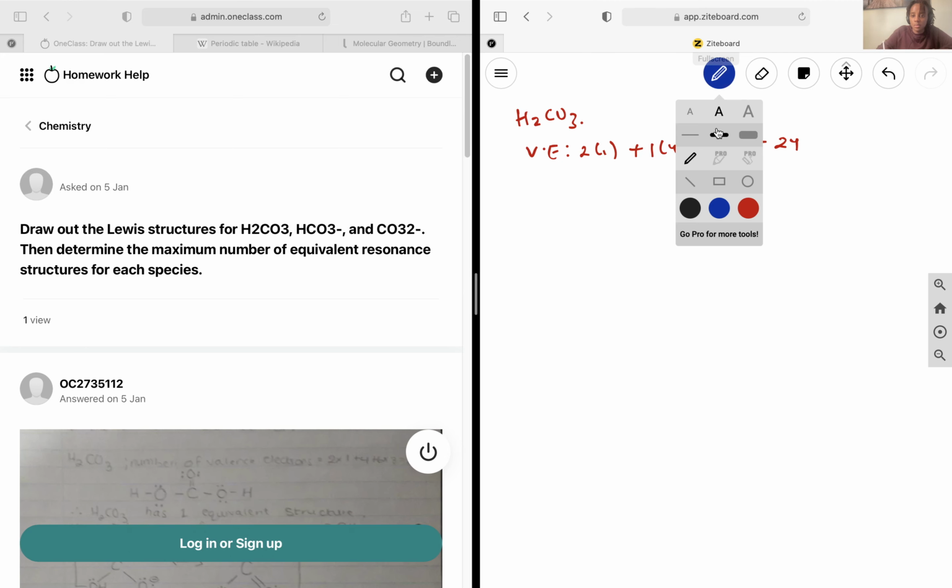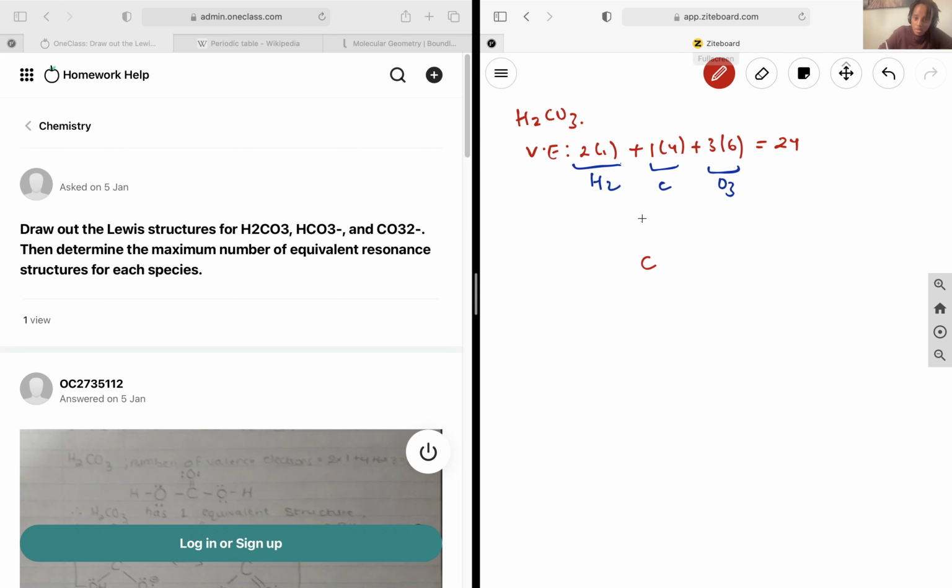To think about, we can label them H2, C, O3. And so now let's just draw out our skeleton structure. We already know carbon is the central atom because it can make the most bonds, 4. But we are actually going to place the carbon surrounded by oxygen and then the hydrogen. And that is just based on the fact that hydrogen can only make one bond, so that makes the most sense, so that it can make one bond here.